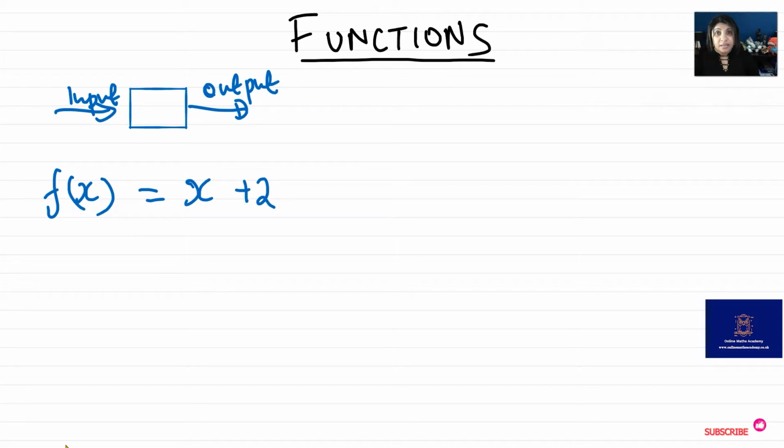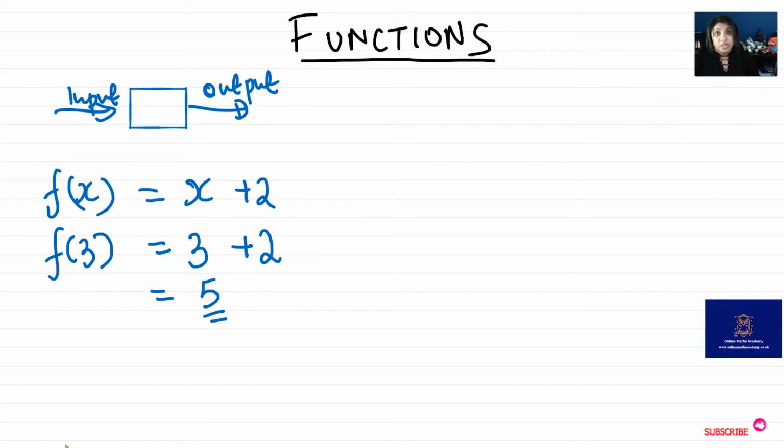So let's say I give an input of 3, so that means I want f(3). What this machine or function will do, wherever there is x, that is my variable, it will put 3 and then add 2 to it. So my output then is going to be 3 plus 2, which is 5.